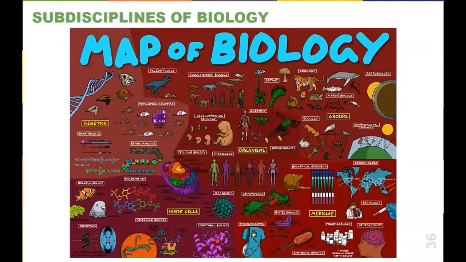So lastly, we're going to look at some of the subdisciplines of biology. This is a really great picture that I found online. So you can really look at the different subdisciplines. So this is genetics. This is like cellular. This is more organismal. Paleontology, groups, medicine. So all of these are different parts of biology.